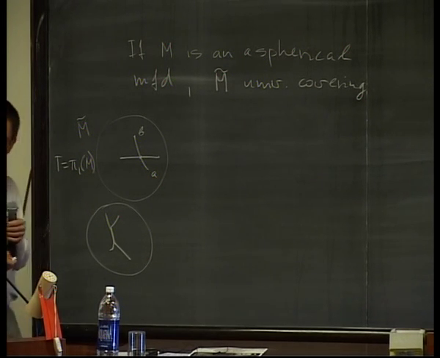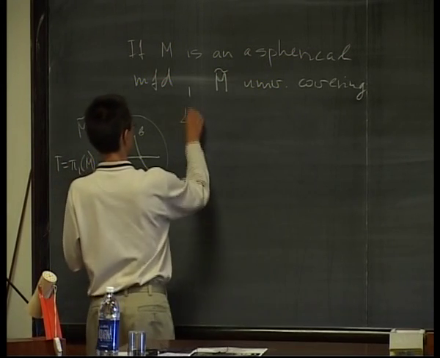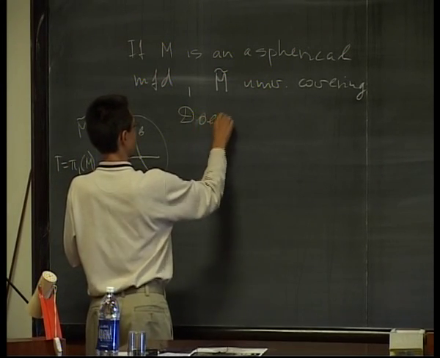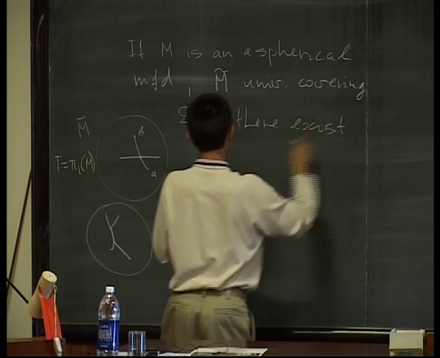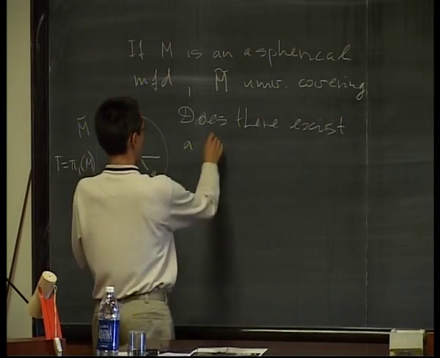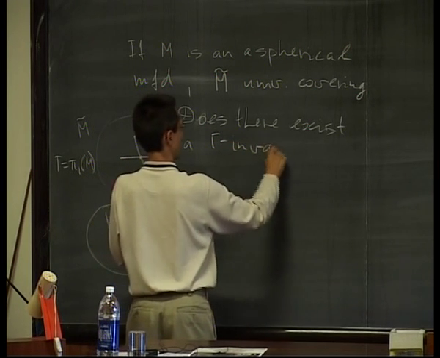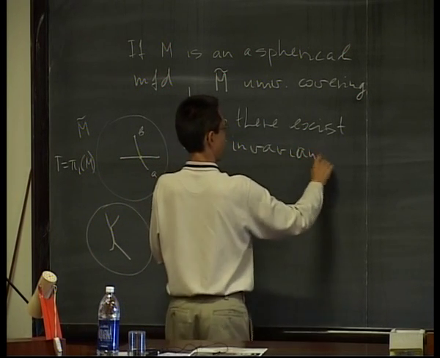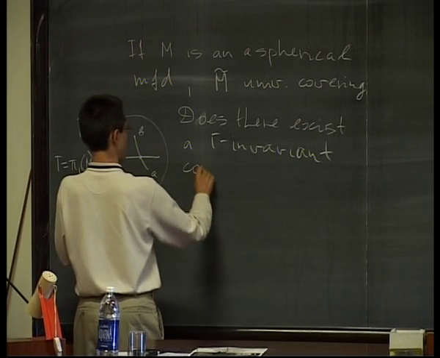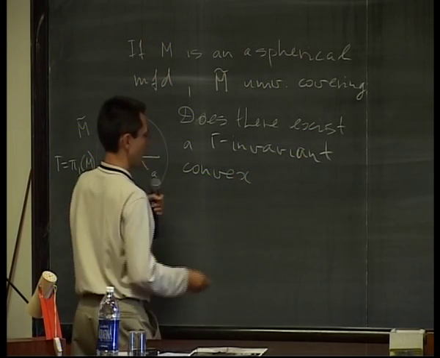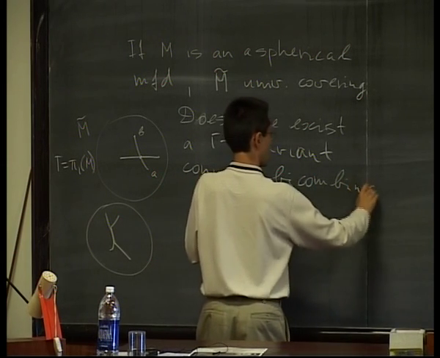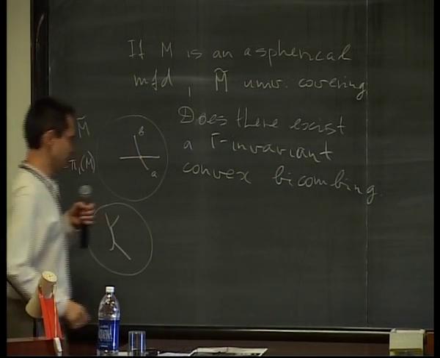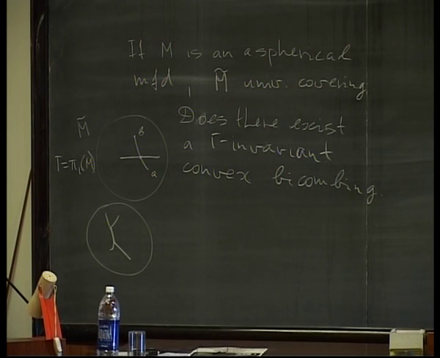Purely topologically. So does there exist a gamma-invariant convex bicombing? It's kind of a way to navigate. It's a navigation system, if you like. You are in this universal covering.